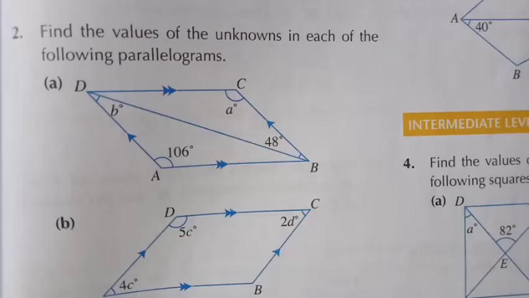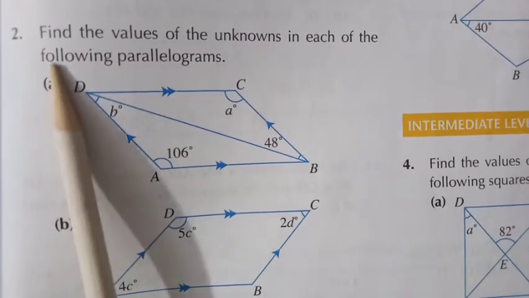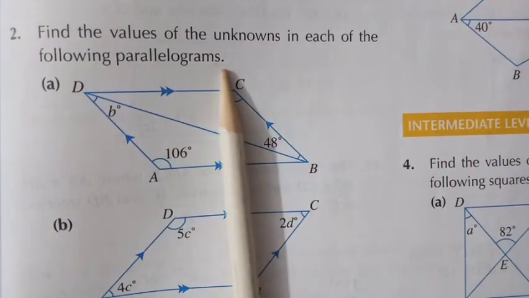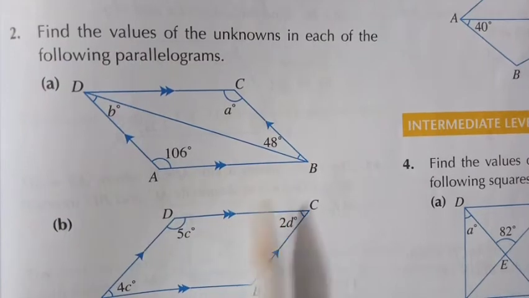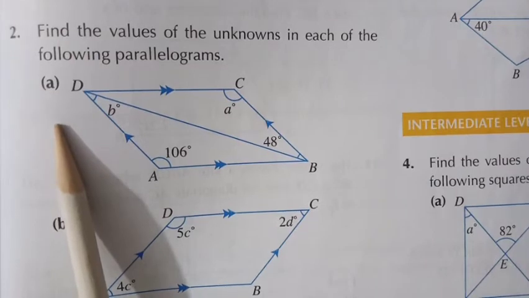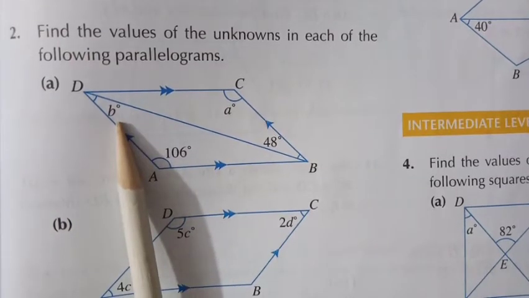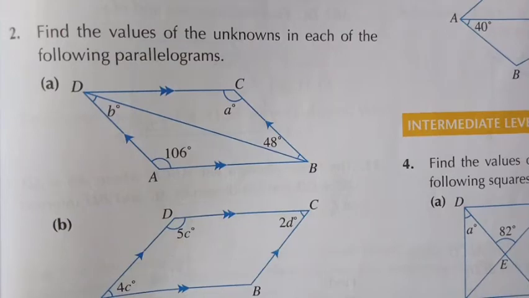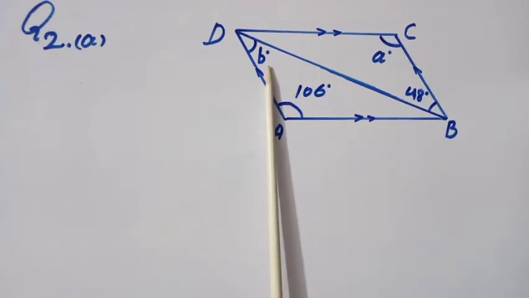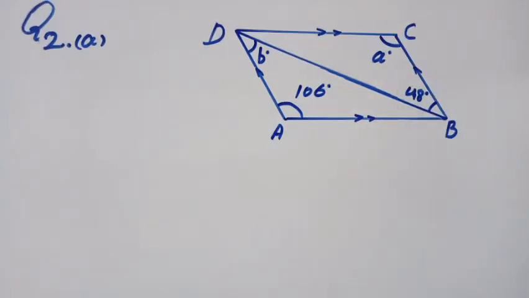Question number 2. Statement of the question is, find the values of unknowns in each of the following parallelograms. These are the parallelograms, and over here, for example, in part A, the unknown angles are angle B and angle A. Now find it out. In this question 2, part A, to find out this angle B and this angle A, the unknowns, we will do the working on this parallelogram.